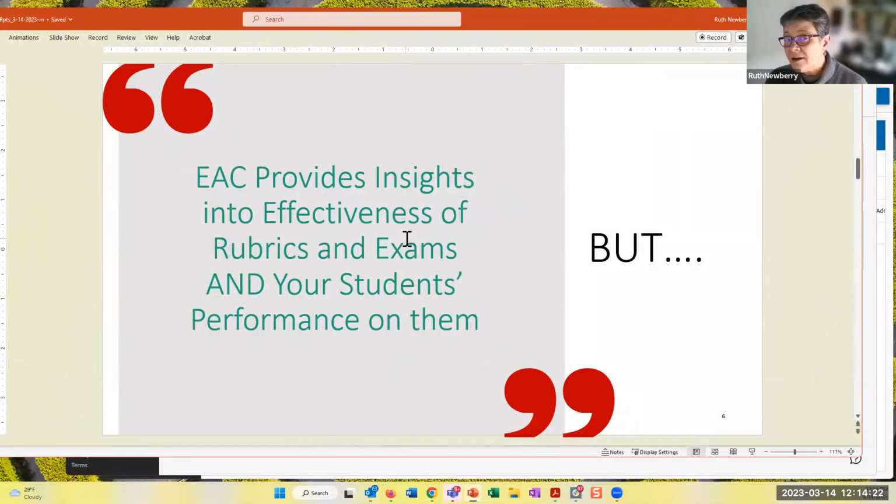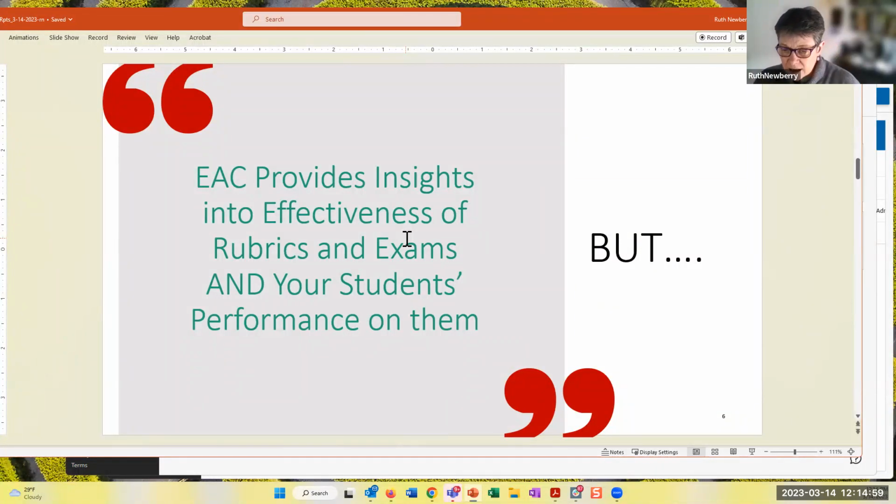So what EAC at the course level is intended to do is really provide those insights to you, the instructor, on the effectiveness of your rubric and the exam in your course with a certain population of students, to help you then better understand: one, did I actually measure my students well? Two, where are students struggling?